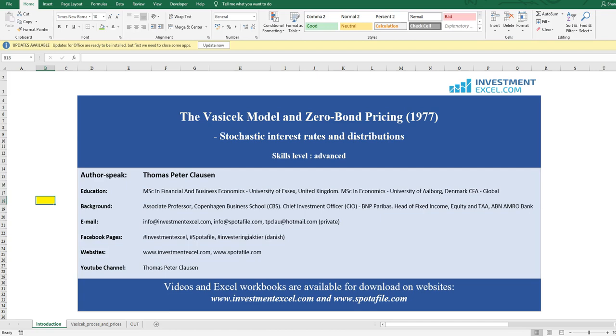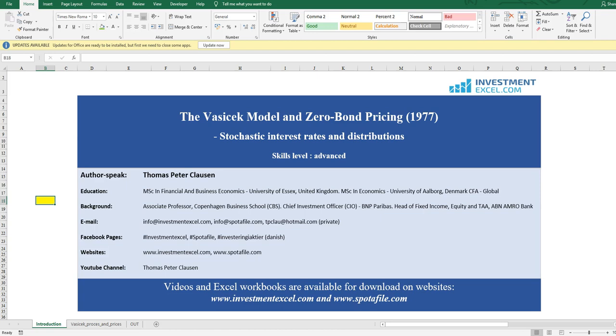Welcome to this session where we will focus on the Vasicek model, the Vasicek dynamics, and how it is applied to pricing of zero bonds. If the Black-Scholes model was revolutionary within pricing of stock options, then the Vasicek model, the way he priced zero bonds, was revolutionary within interest rates.